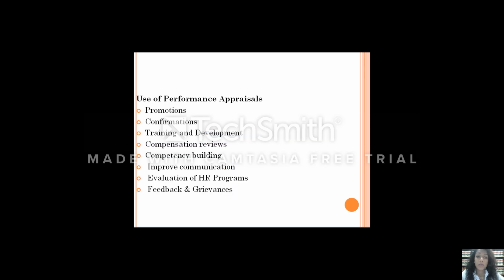Rewards are individualistic in the traditional approach and grouped and organizational in the modern approach. Now, coming to the use of performance appraisal, after the performance appraisal, it can be used for giving the employees promotions and confirmation. It can also be used for training and development.